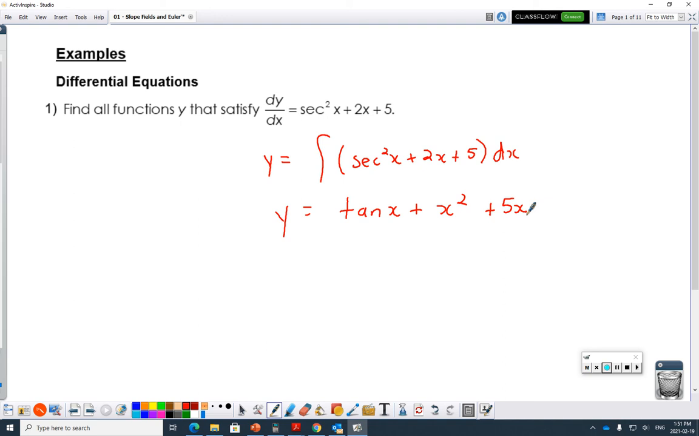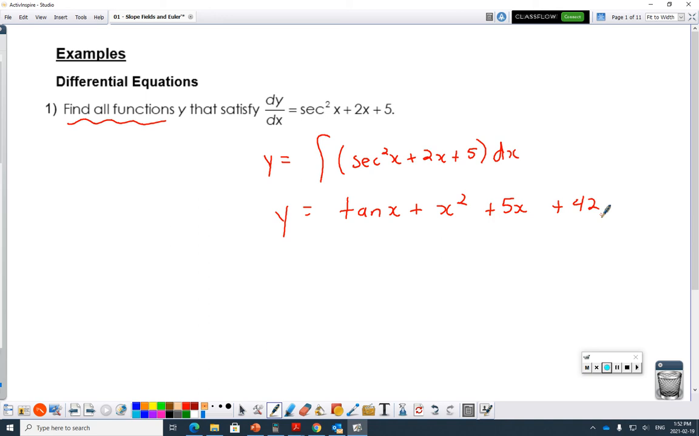Now, the question itself gives a little hint about how you're supposed to handle this. It says, find all the functions. See, when we had limits of integration, we didn't have to worry about that constant anymore. But there is a whole bunch of functions that have this derivative. That is, I could put a plus 10 here, and its derivative would be secant squared plus 2x plus 5 plus 0. I could put a plus 42 there, and they would still have the same derivative.